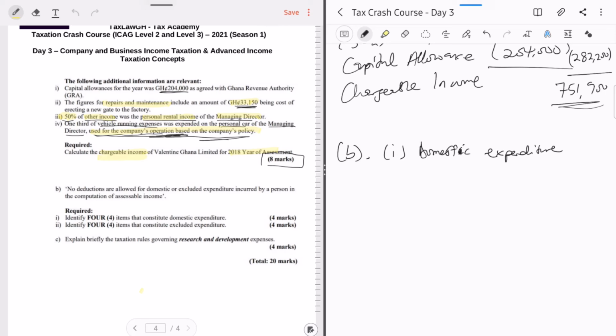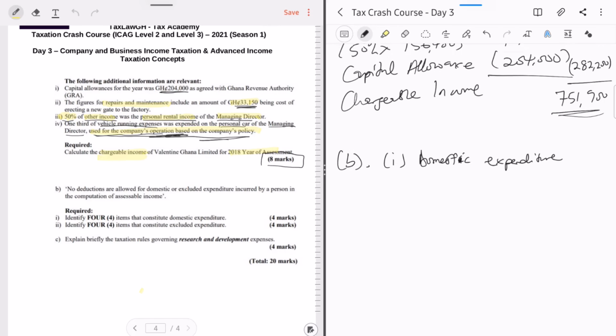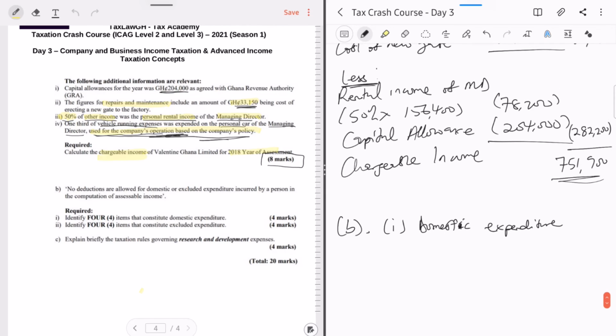Any interest, penalty, and fine paid or payable to a government or political subdivision of a government of any country for breach of legislation is what? Excluded expenditure. Expenditure to the extent incurred by a person in deriving what? Exempt amount or final withholding payment.